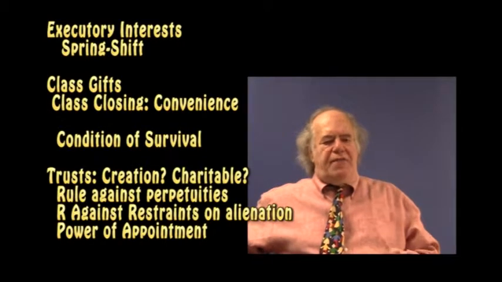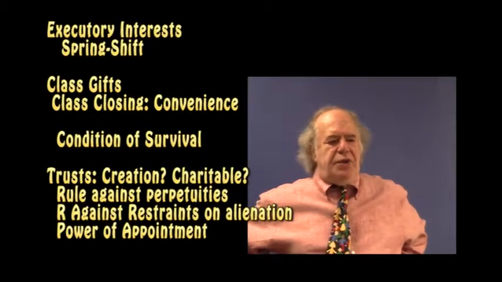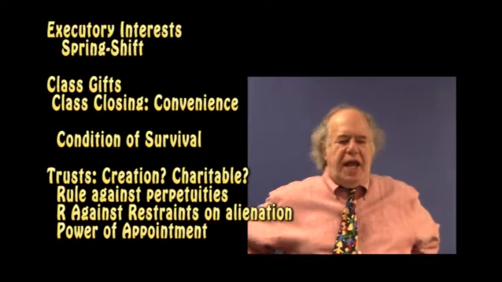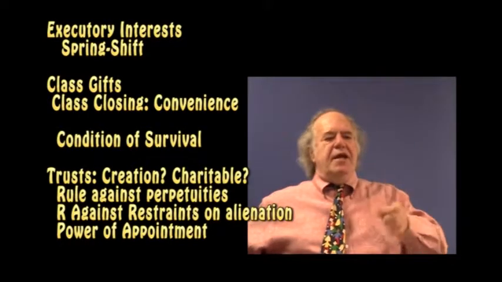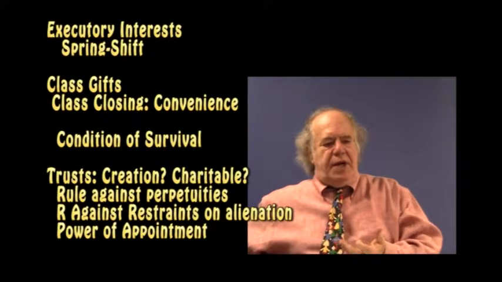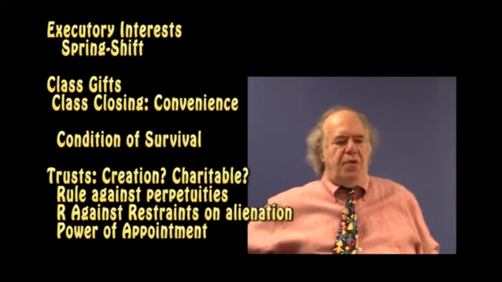To A for life, then to A's first child to reach age 21. And if no child at that time has reached age 21, at the time we're classifying it, then it's contingent. If he already has a child who has reached age 21, then it's vested.